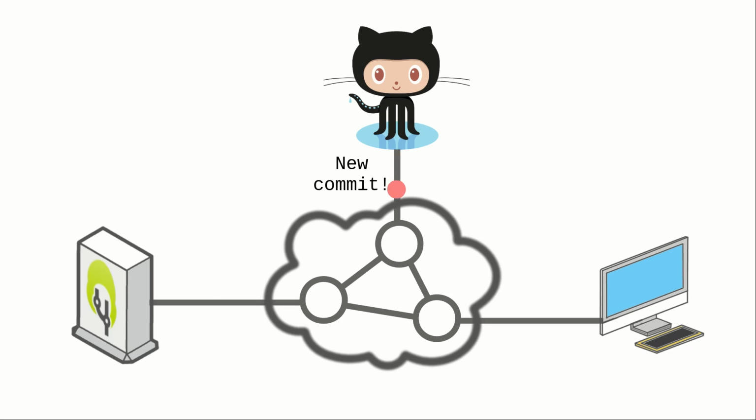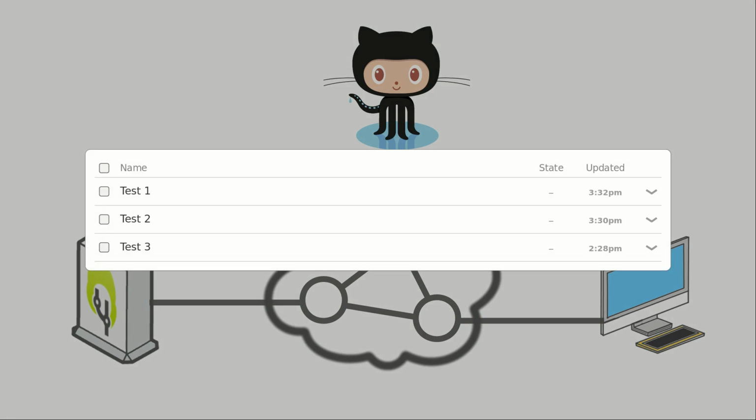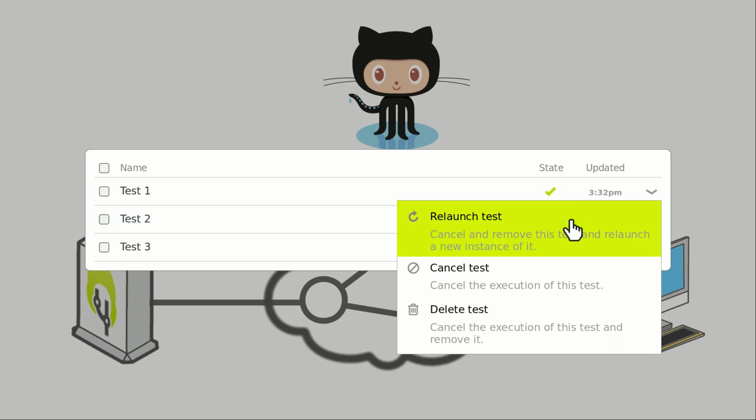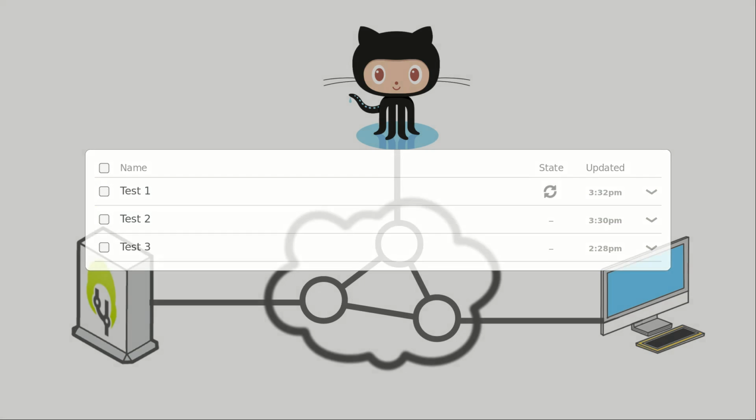When a new commit is pushed to the code repository, Top of Trees requests your test server to run a set of tests for the new code. As the test server runs these tests, it notifies Top of Trees about their state and output. In the meanwhile, Top of Trees provides real-time updates on the state and output of the tests. It also allows you to send additional control commands to your test server in order to delete, cancel, or relaunch tests.